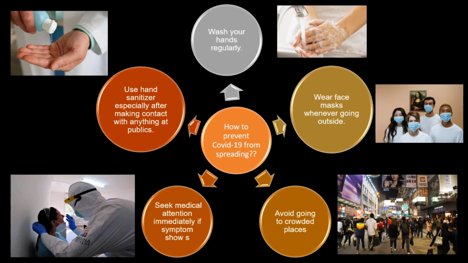How to prevent COVID-19 from spreading? First, wash your hands regularly. Second, wear a face mask whenever going outside. Next, avoid going to crowded places. More importantly, seek medical attention immediately if symptoms show. Last but not least, use hand sanitizer, especially after making contact with anything in public.